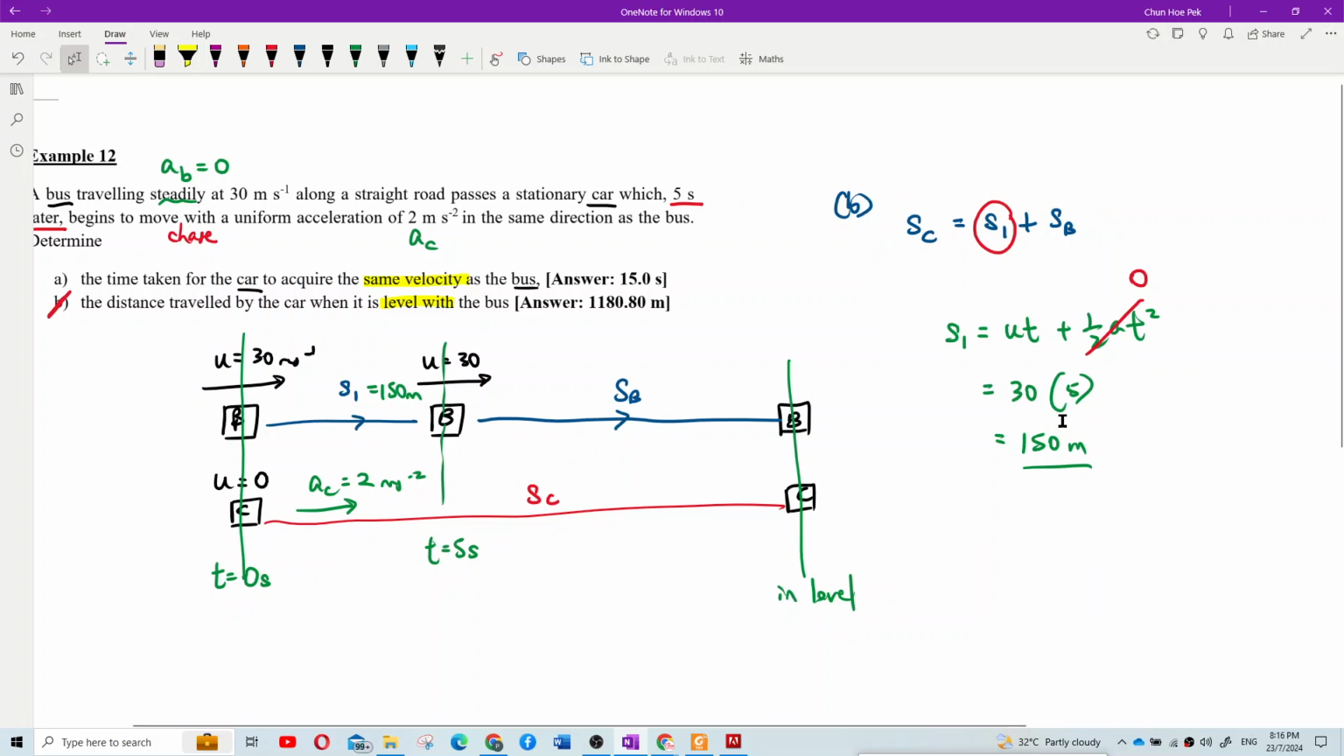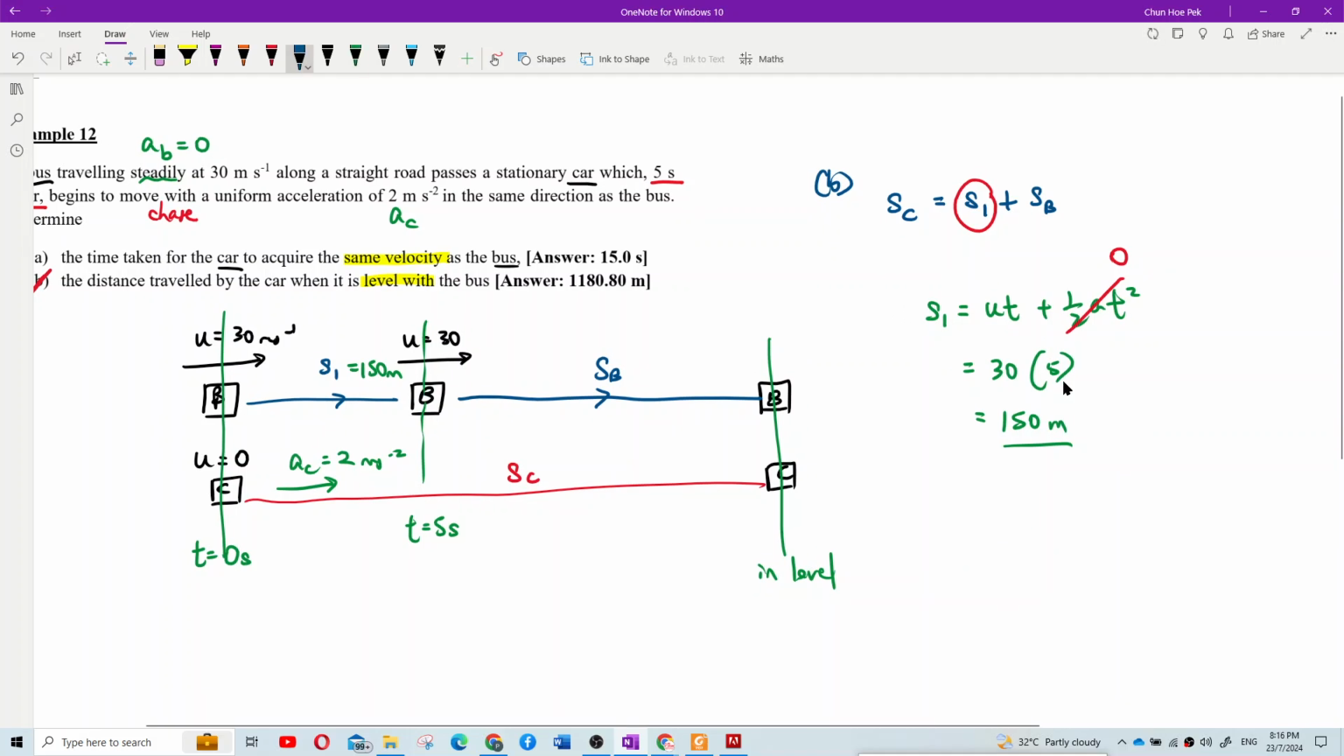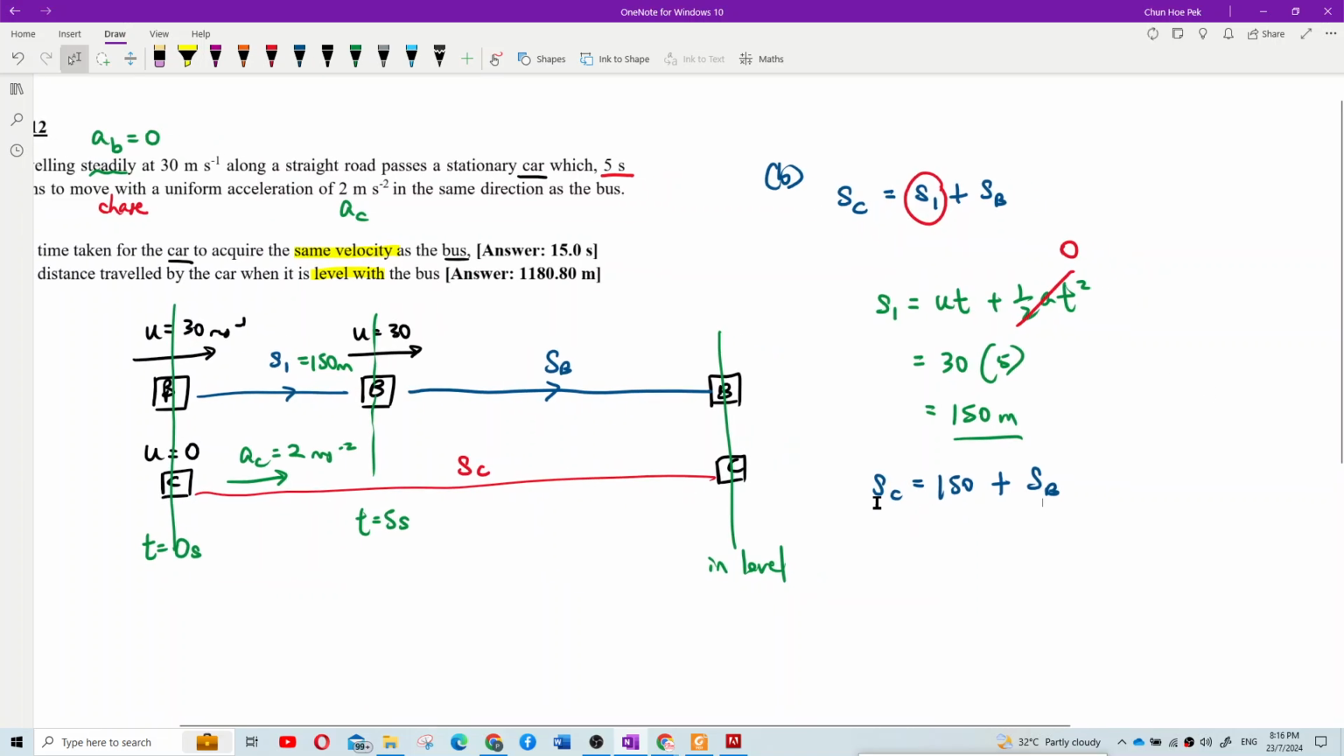So we have got S1. So this is 150 plus SB. Understand? So now we can put the formula. This is the displacement of the car. So s equal to ut plus half at square, equal to 150 plus... so this is by the car. This is of the car, displacement of the car.